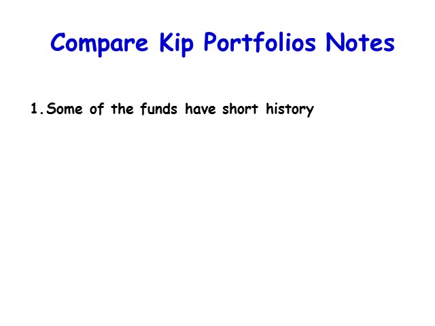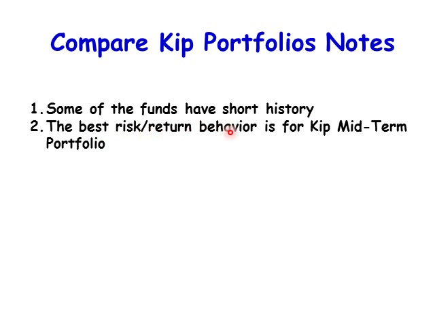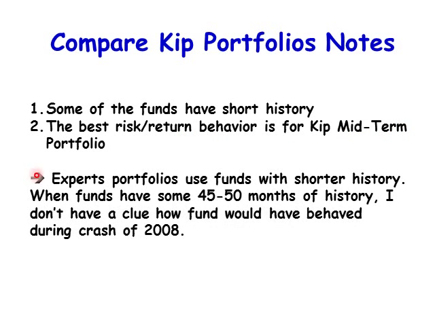Let's compare the notes. Some of the funds have a short history. So the best risk-return behavior is for the Kiplinger midterm portfolio. We compared three portfolios, and this is about the best. The expert portfolio uses funds with shorter history.